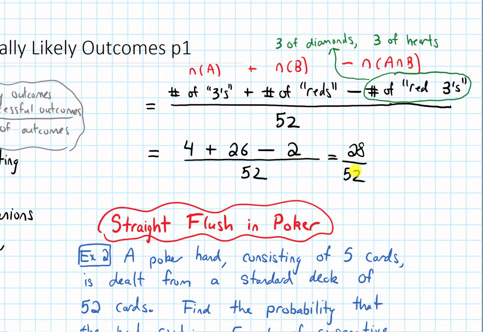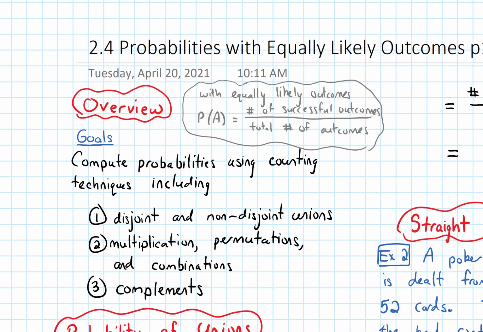And we can divide both the top and the bottom by 4 to simplify this fraction. In doing that, we end up with 7 on the top and 13 on the bottom. And that is our probability. So in terms of our goals for this section, we've done an example to see how we can compute probabilities when our set is either a disjoint or a non-disjoint union.